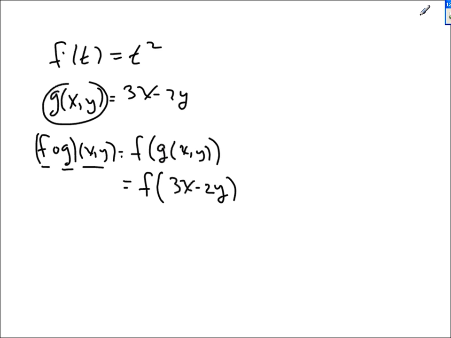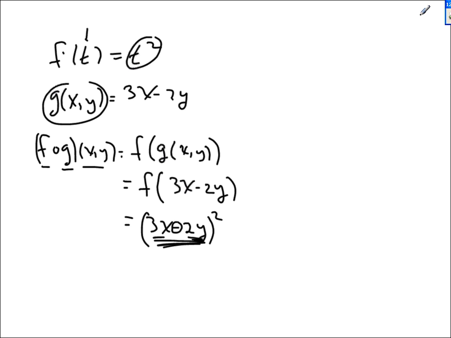namely 3x minus 2y. Now what's the job of f? It squares what goes in there. So you get 3x minus 2y squared. Now when you look here, there's no problem. You can triple any value, you can double any value, you can then subtract those two values, and then you can square it. You'll never run into trouble.